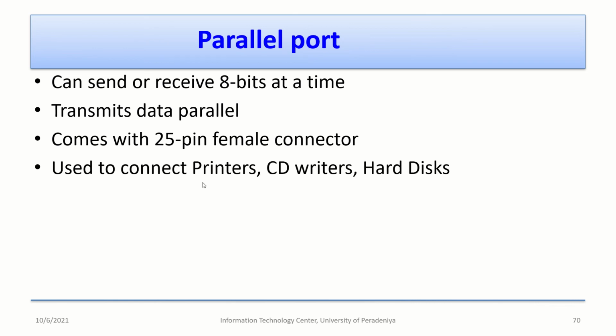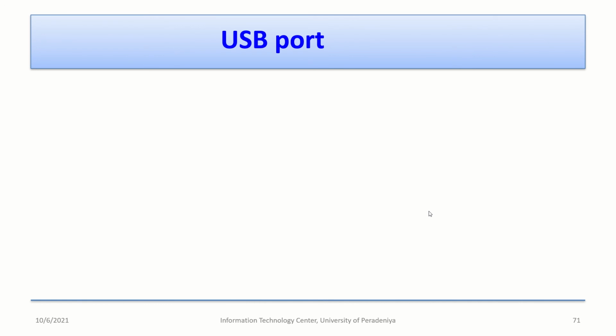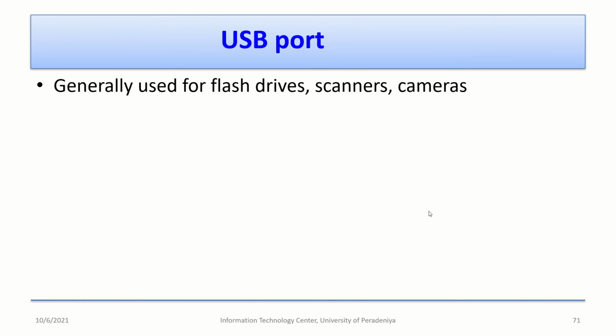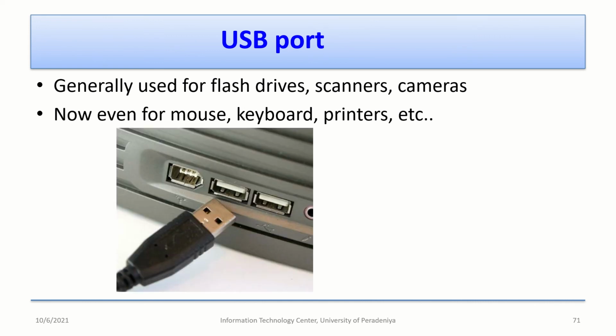It's used to connect printers, CD drives, and hard disks. So these are parallel ports, with female connectors. The next one is the universal serial bus, or USB port. It's generally used for pen drives, scanners, cameras, and even nowadays mouse, keyboards, and printers as well. So this is the USB port, you know this.